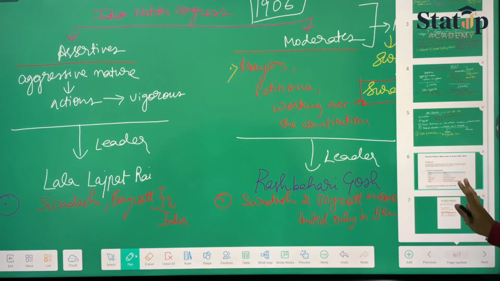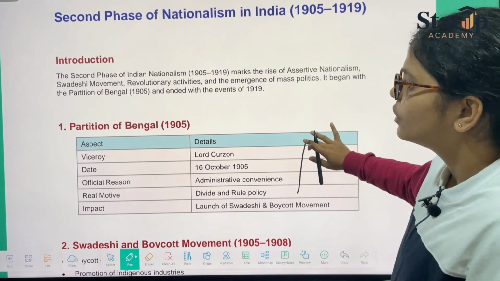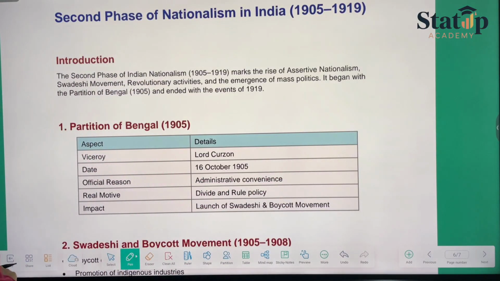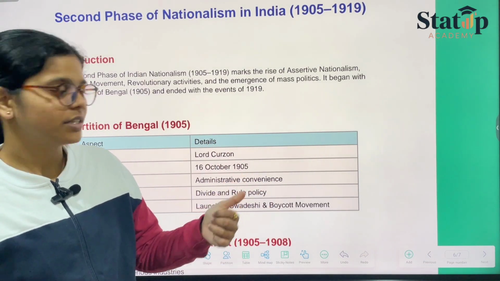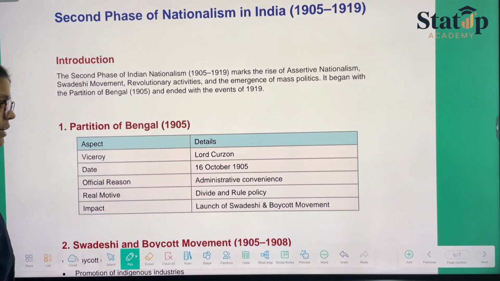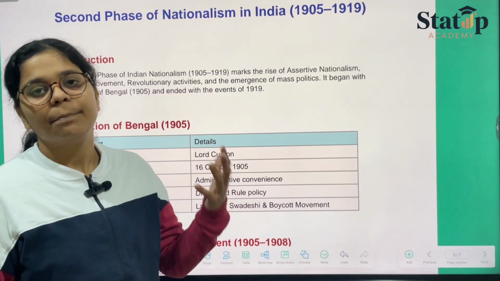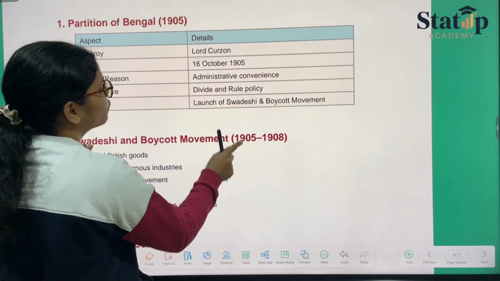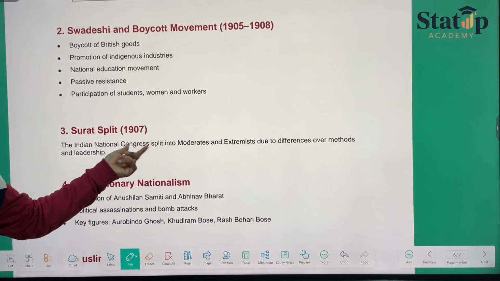Coming on to the second topic, nationalism, the introductory phase that we have just explained. The viceroy was Lord Curzon. The date of announcement was 16 October. The official reason was administrative, but the actual reason, the real motive, was the divide and rule policy, and the launch of the Swadeshi and boycott movement took place during the anti-partition movement. Then the Swadeshi and boycott movement started from 1907 to 1908. Between that, we also got to see the split.